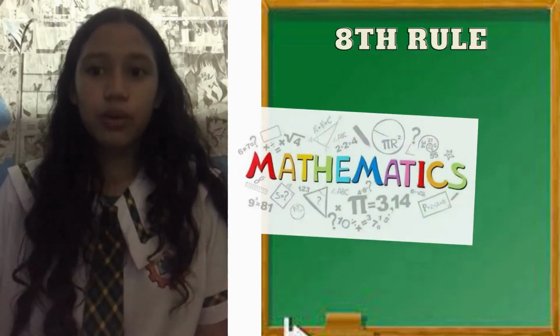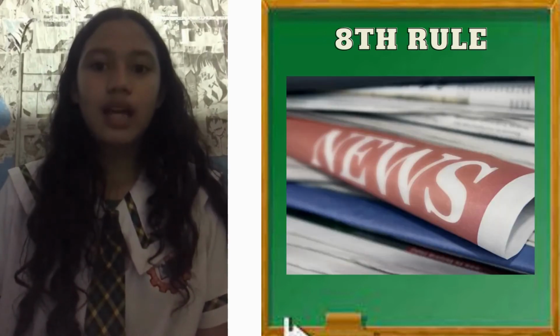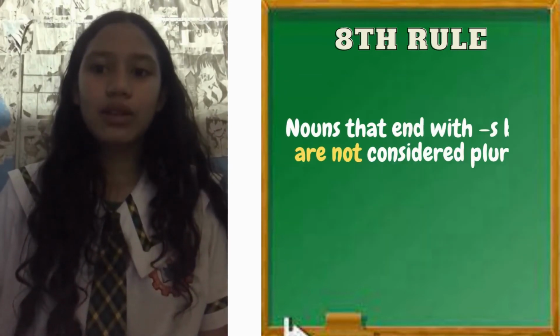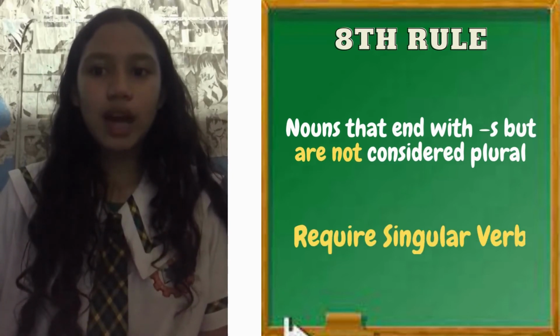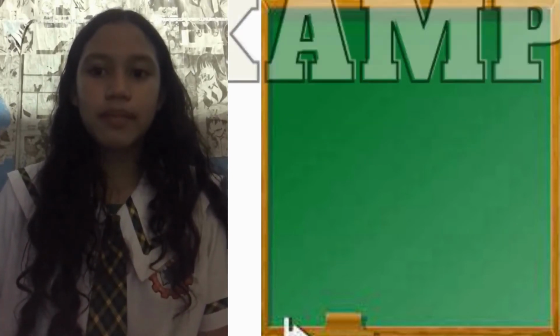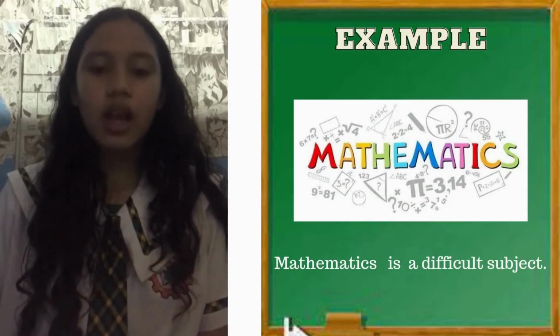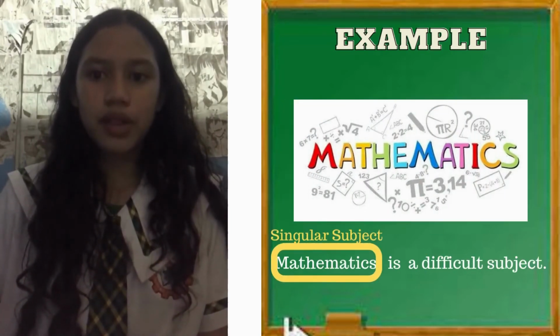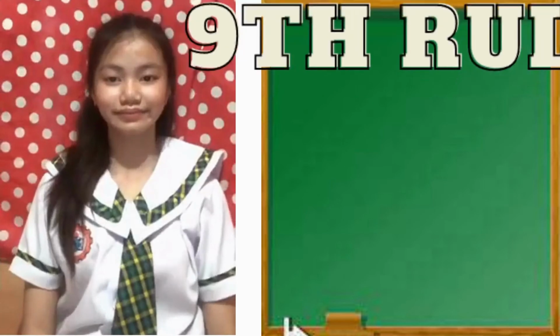Eighth rule: words such as mathematics, missiles, physics, news, and the like are nouns that end with s but are not considered plural. These nouns require singular verbs. Example: mathematics is a difficult subject. Our subject is mathematics, which is singular. Therefore, we should use the singular form of the verb is.